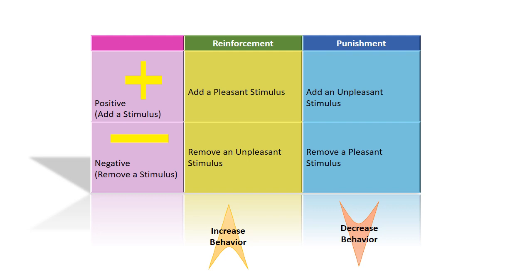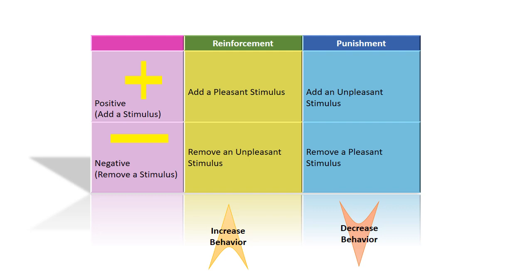So there are two symbols, positive and negative, which means whenever there is positive reinforcement or punishment, there will be addition of a stimulus. However, for reinforcement, there will be addition of a pleasant stimulus, and for punishment, there will be addition of an unpleasant stimulus. Similarly, when it is negative, we remove a stimulus. For reinforcement, we will be subtracting or removing a stimulus that is unpleasant.